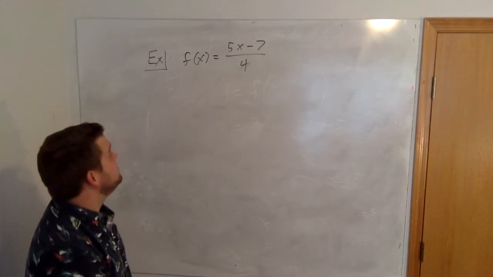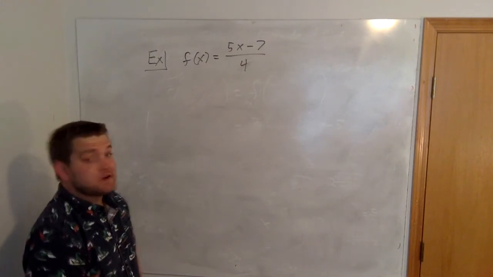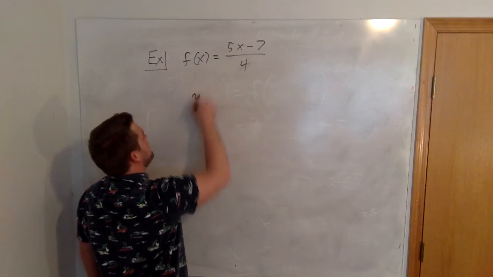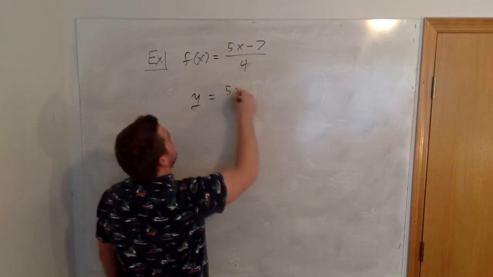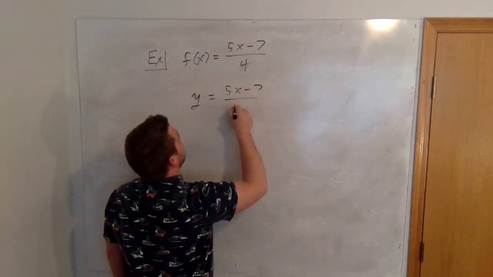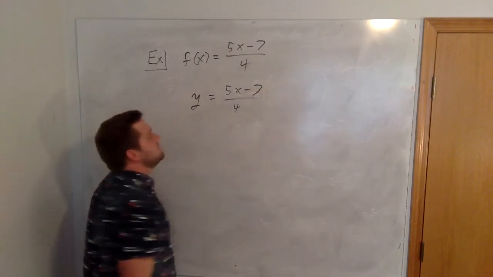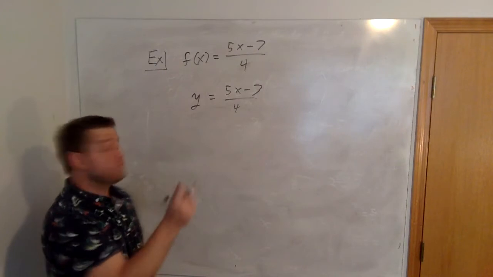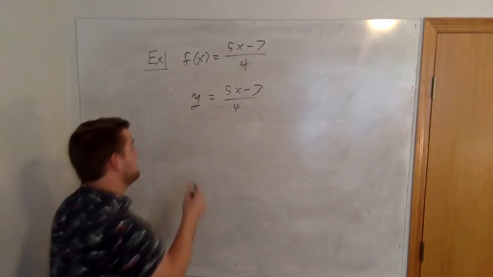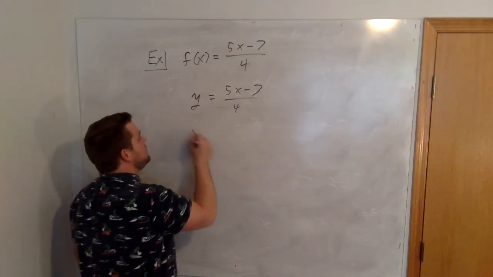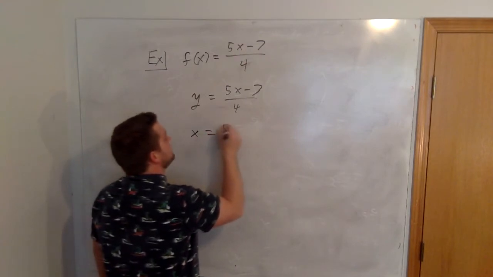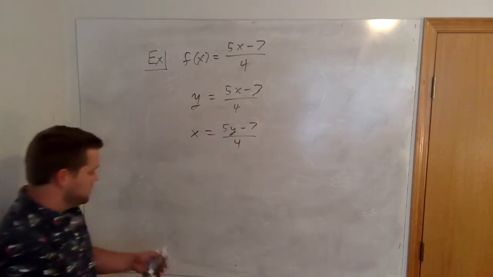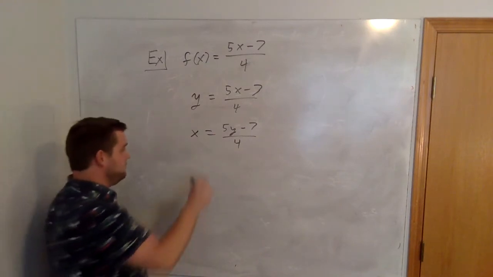Okay, let's do it. So what we're going to do here is first flip out of function notation. So here we'll write y is equal to 5x minus 7 all over 4. Now if we want to find the inverse, what do we know about inverses? We know that the domain and range flip-flop, so our x and y values are going to flip-flop. So now my y's become x's and my x's become y's.